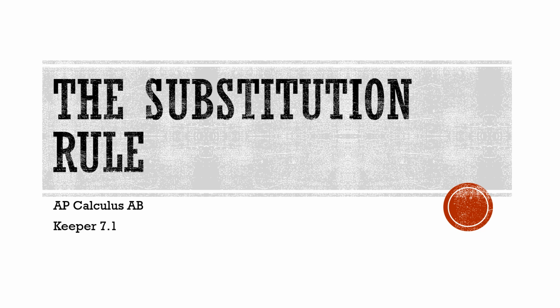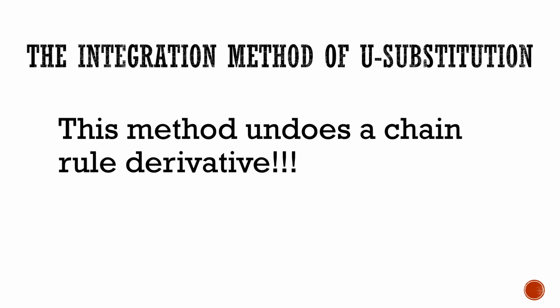Keeper 7.1, the substitution rule, or what we like to call U substitution. All right, so this method of integration is basically the method we use to undo chain rule. So if you remember chain rule from derivatives, we're going to undo that, or go backwards, by using U substitution.